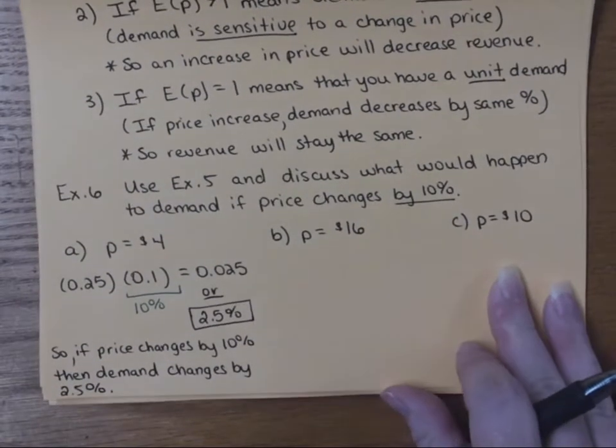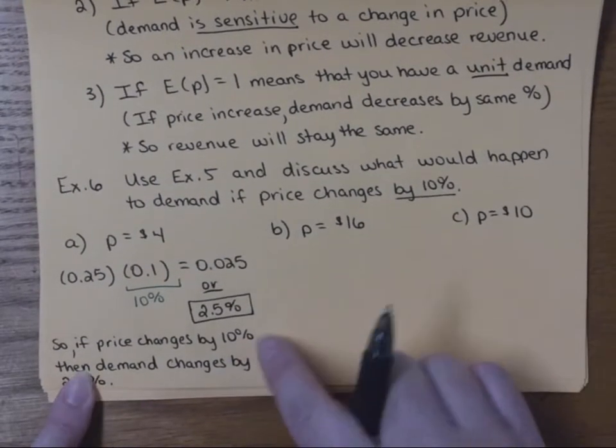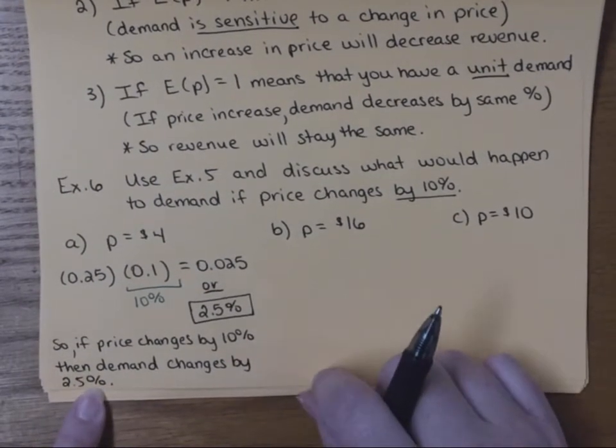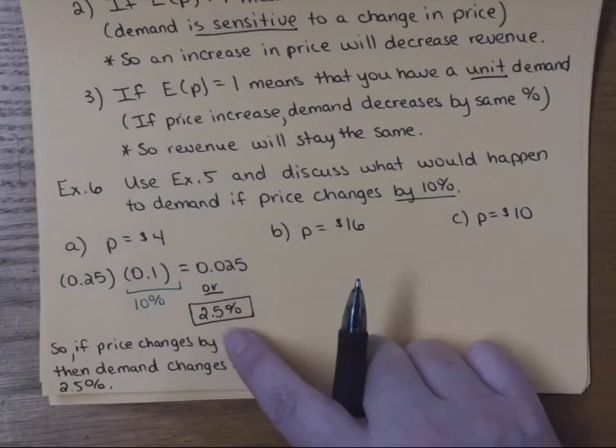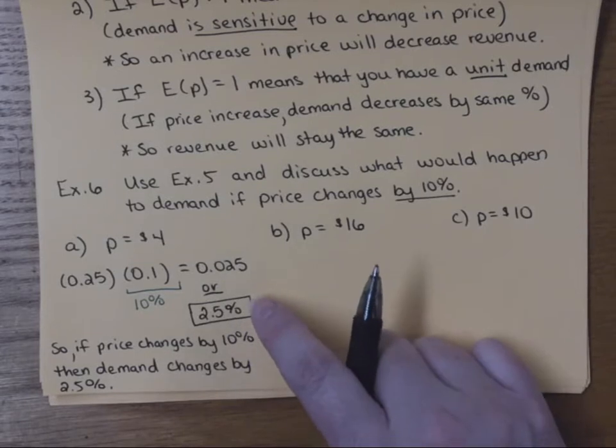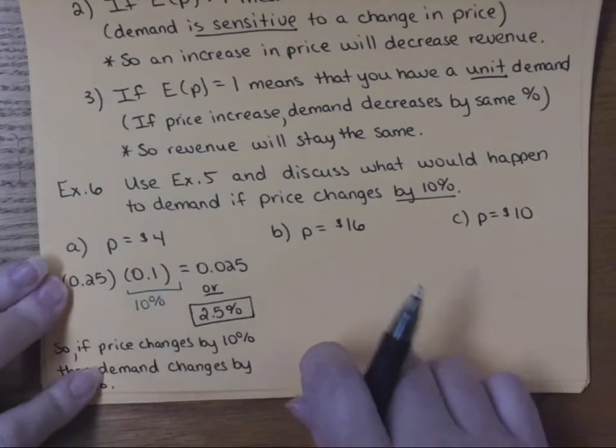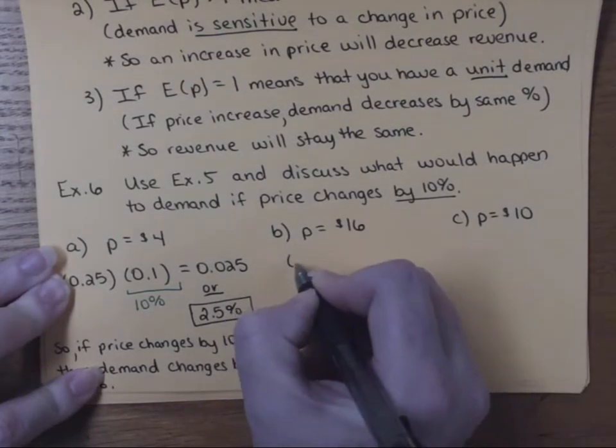Okay, so think of these like opposite directions, right? The price is going up by 10% and the demand's only going down by 2.5%. So that's why we would say you're kind of safe to do a price change here, because the demand is going down by less than the price is changing by. All right, so let's do the next one.